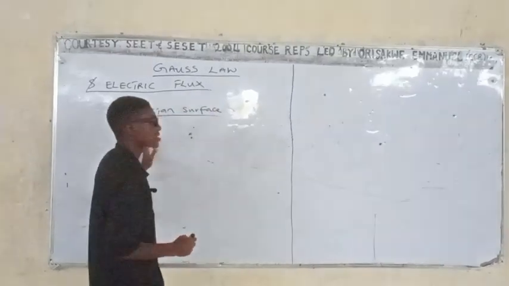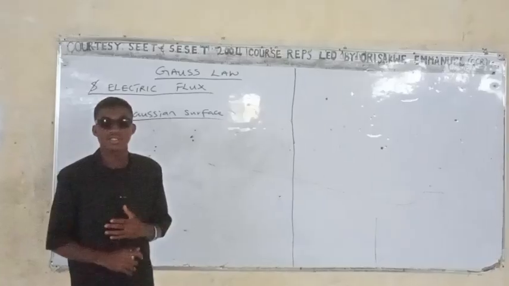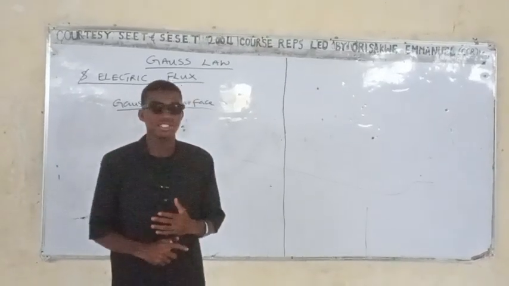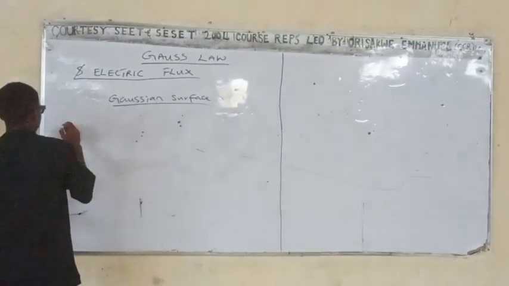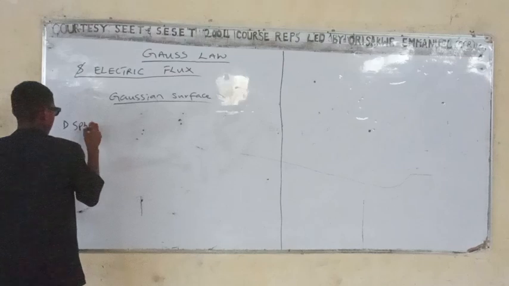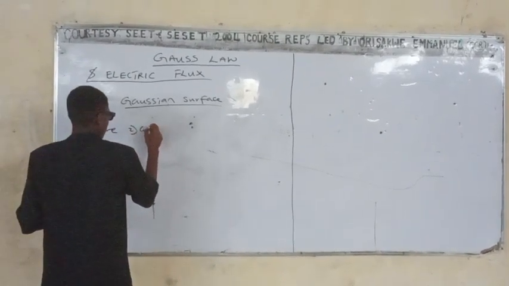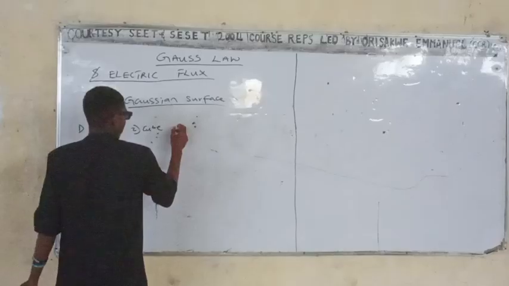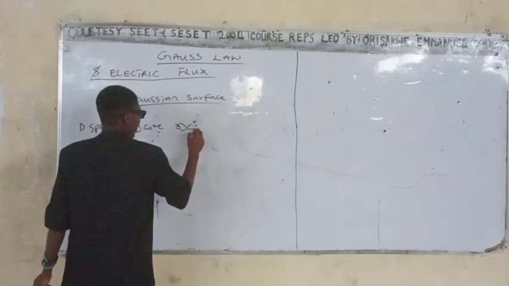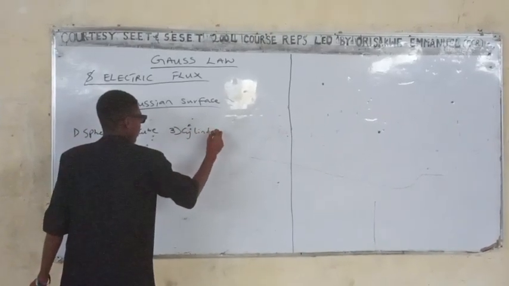A Gaussian surface is an imaginary closed surface surrounding electric charges. It could be a sphere, a cube, a cylinder, etc. These are all Gaussian surfaces.